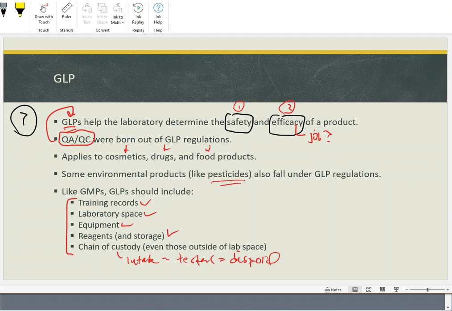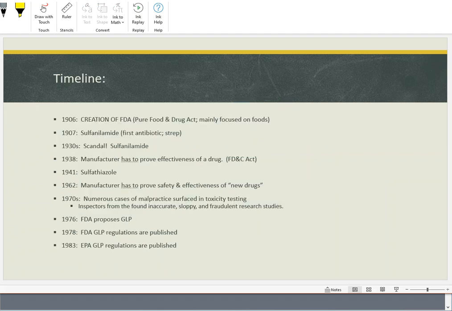from intake to disposal. So with GLP, or good laboratory practices, I want to talk about a few timeline scenarios that begin to happen here that I think it's important to at least mention to give you a broader idea of why certain policies and certain regulations were put in place. So back in 1906, we mentioned this a little bit, somewhat the creation of FDA in a way, and this is from the Pure Food and Drug Act.